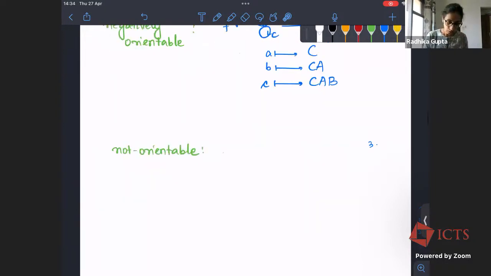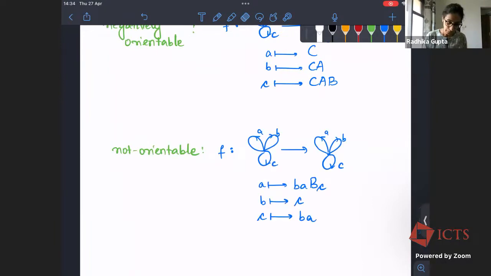And something that is not orientable would be this. A goes to B A B bar, B inverse, and C. So here I'm seeing B and B inverse both in the image. And no matter how I switch these arrows around, I'm never going to get rid of seeing both B and B inverse. So this is a non-orientable graph map.